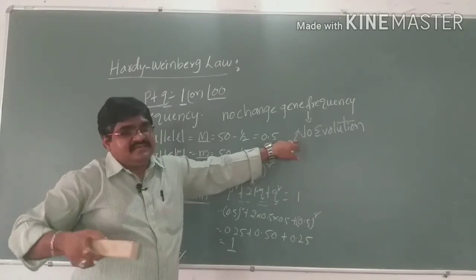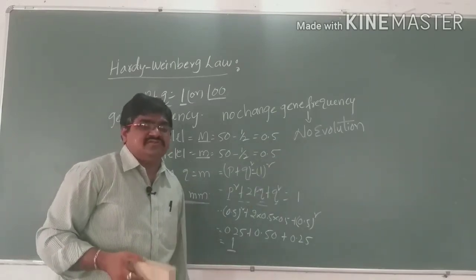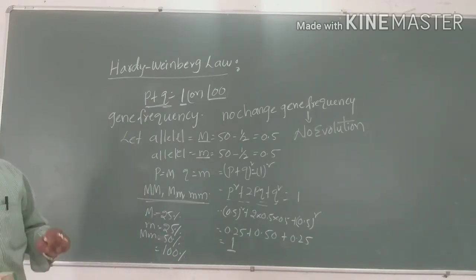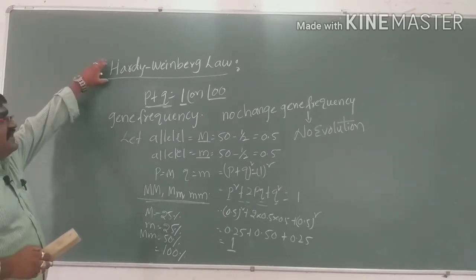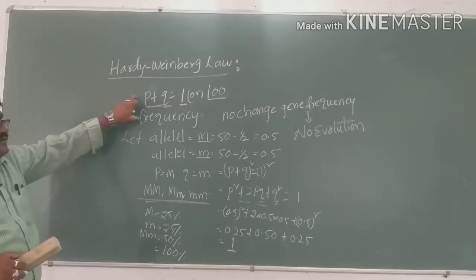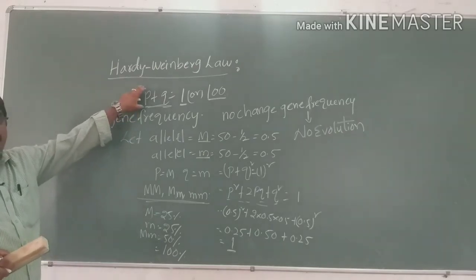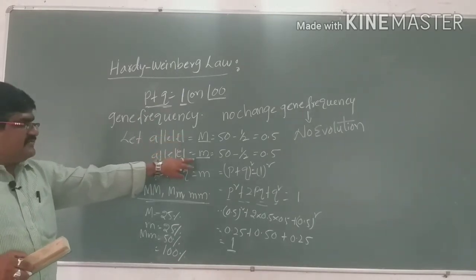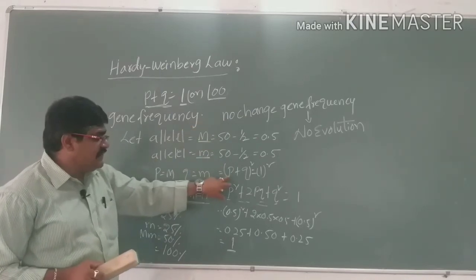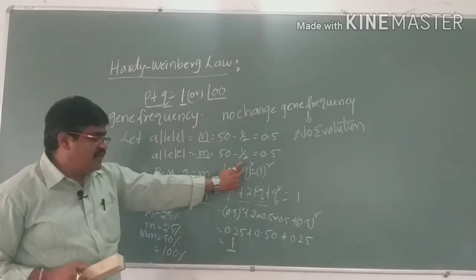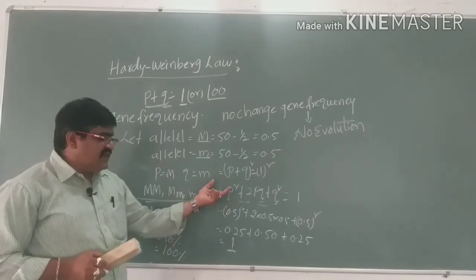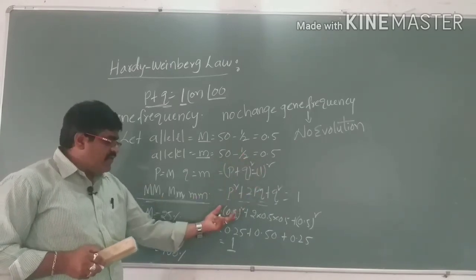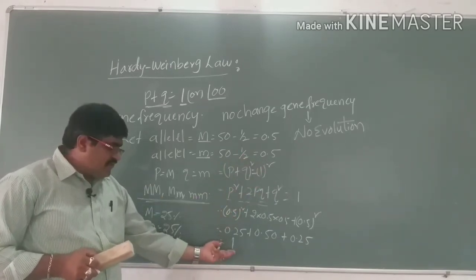If gene frequency changes from generation to generation, evolution also takes place from generation to generation. This is simply explained by the scientists Hardy and Weinberg, by the principle of p plus q is equal to 1. Here there are two alleles, one is capital M and the other is small m. Capital M represents p and small m represents q. Substituting in the formula, p square plus 2pq plus q square is equal to 1.